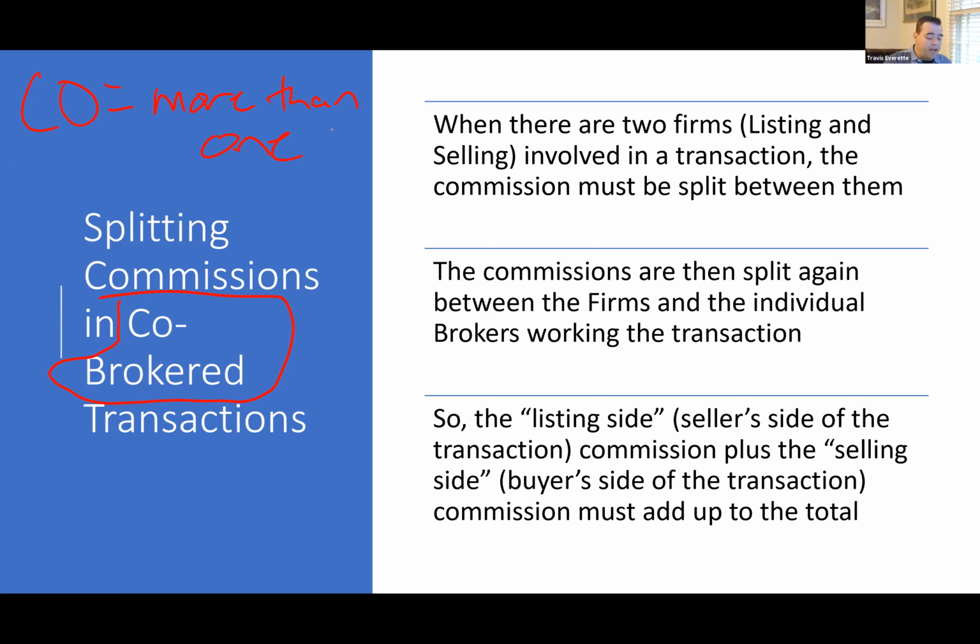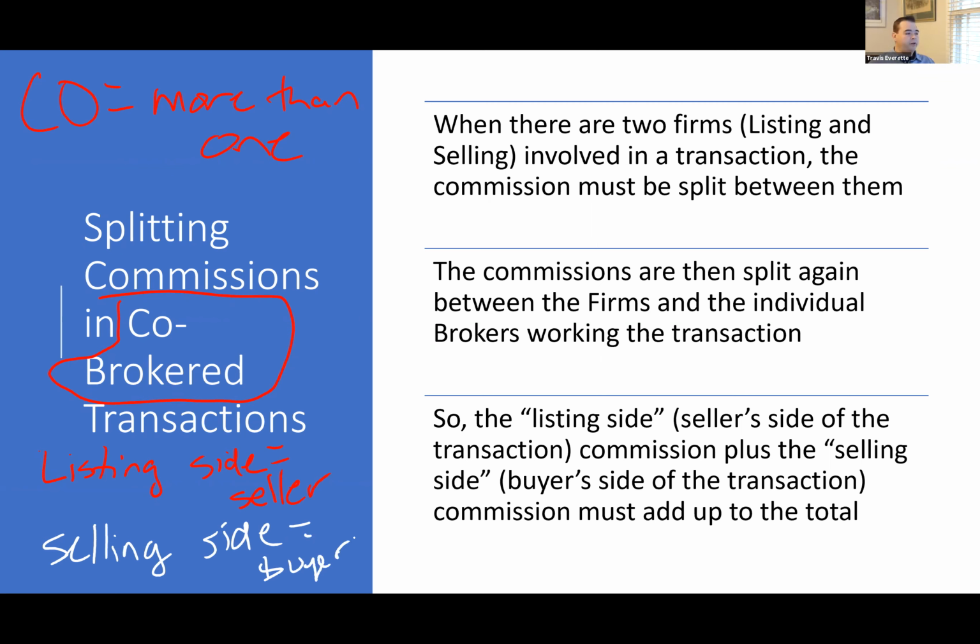There is the side bringing the seller. So the side who brings the seller is called the listing side. They brought the seller, they represent the seller, they are on the seller's team. And then there is the selling side. And that side brings the buyer to the transaction.